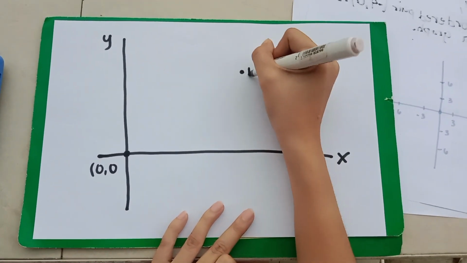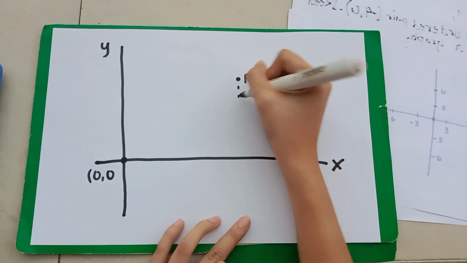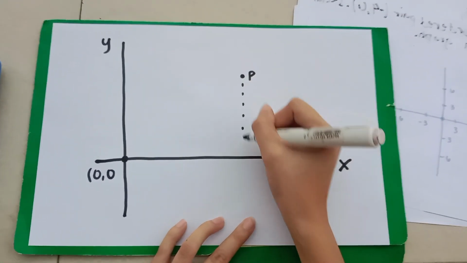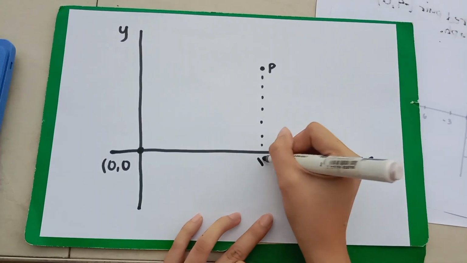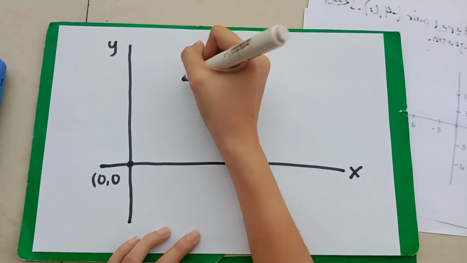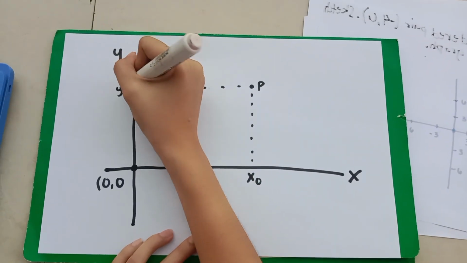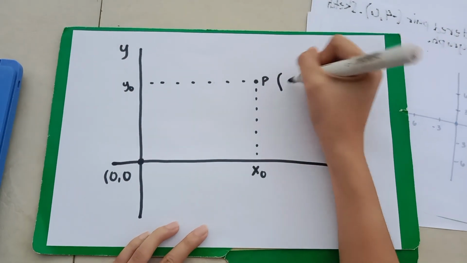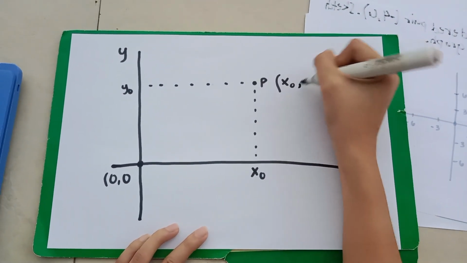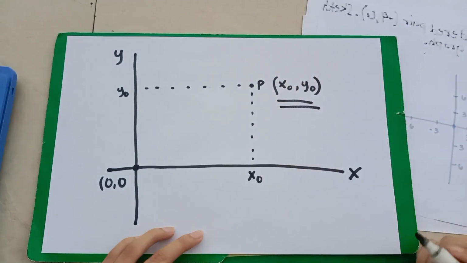Now let's consider any point P in the plane. The vertical line through P will cross the x-axis at a real number x sub 0, and the horizontal line through P will cross the y-axis at a real number y sub 0. So now we have an ordered pair x sub 0 and y sub 0 obtained to correspond to point P.